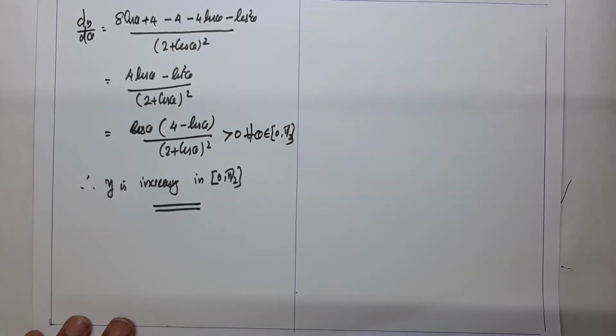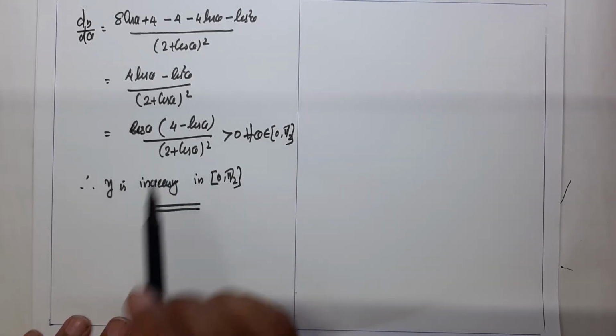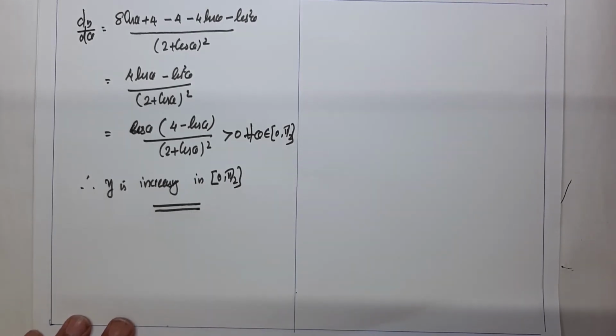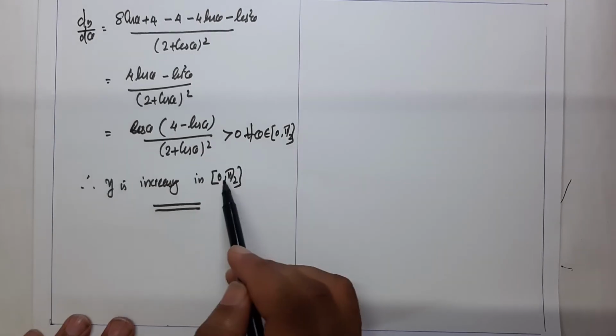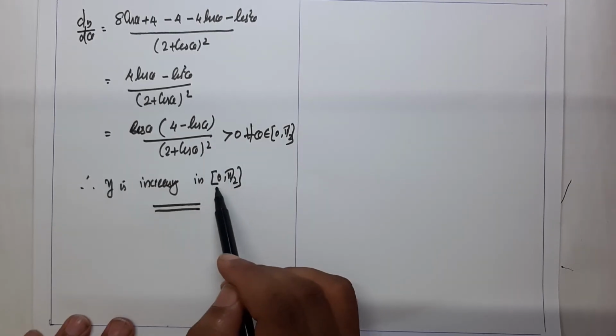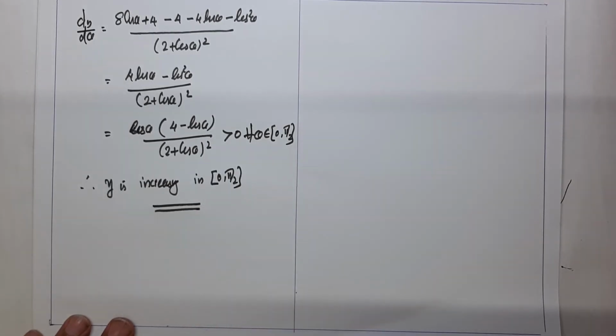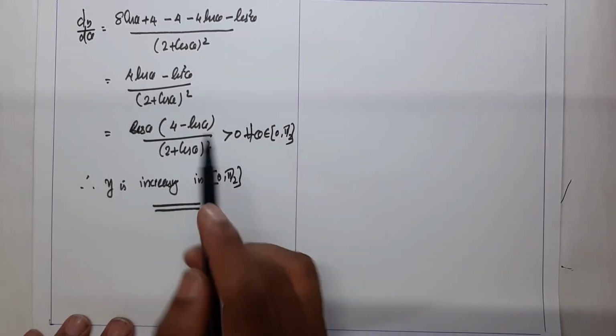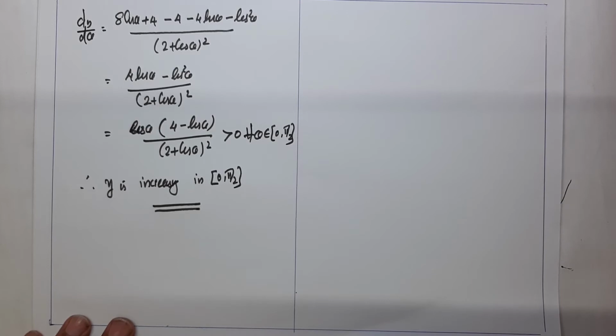That's all. Because cos theta is positive in the interval 0 to pi by 2, (2 plus cos theta) the whole square is always positive because it is a square value. Also, the values of cos theta in the interval 0 to pi by 2 lie between 0 and 1, and therefore 4 minus cos theta is always positive, and therefore this whole term is greater than 0 in the interval 0 to pi by 2, and therefore the given function is increasing throughout its domain.